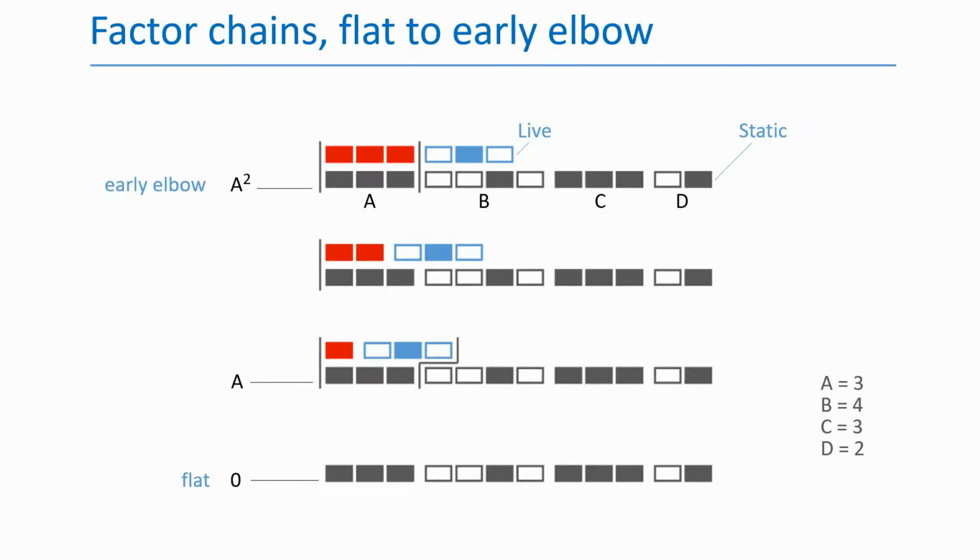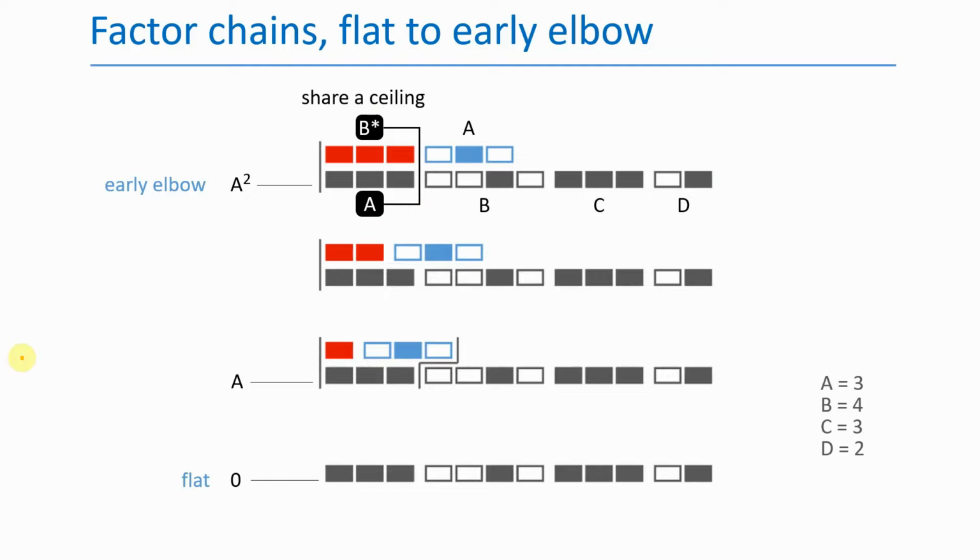Let's see how the first stage looks in terms of factors. This diagram shows a sequence of four planes, from the flat to the early elbow. Recall that the dark gray factor chain represents the static, while the colored factor chain represents the live. The live grows larger the further we get from the flat. At the early elbow, live factor B shares a ceiling with static factor A.